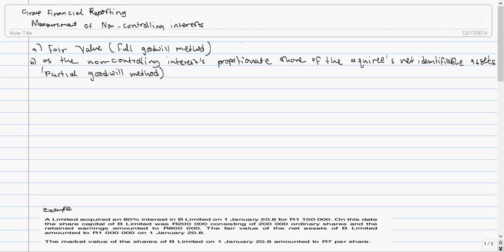Okay, we're going to explore the full goodwill method and the partial goodwill method in detail as we go, but for now let's define what the term goodwill means. What are we referring to when we say goodwill?